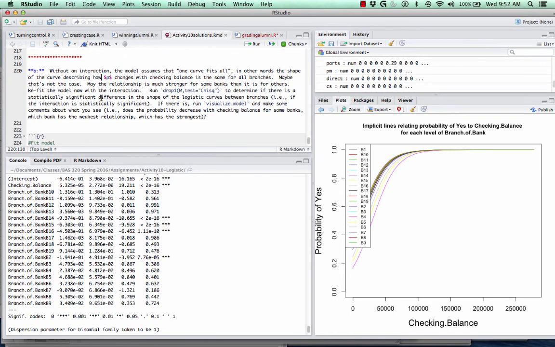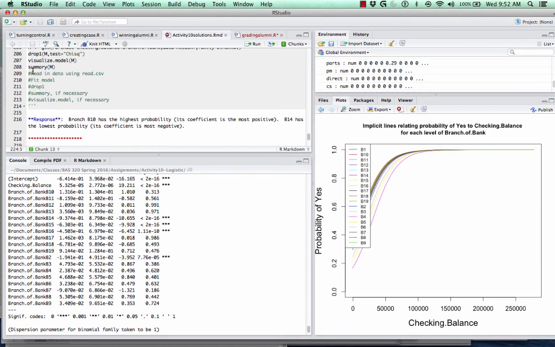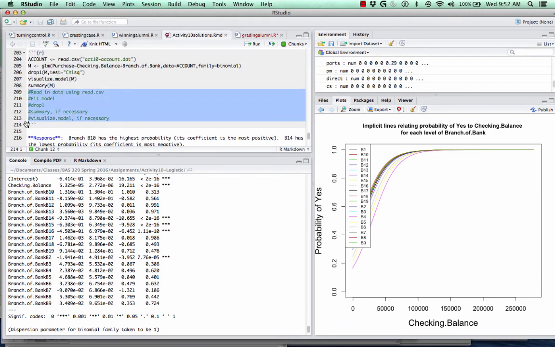All right, so without an interaction, the model's assuming a one-curve-fits-all approach. It's assuming that for every single one of these branches, the nature of the relationship between the probability of opening this account and checking balance is the same. It may not be the case. Maybe some curves could be really steep, other curves could change slowly. Maybe we should allow for the possibility that interactions exist, and therefore the nature actually is different depending on what branch we're actually talking about.